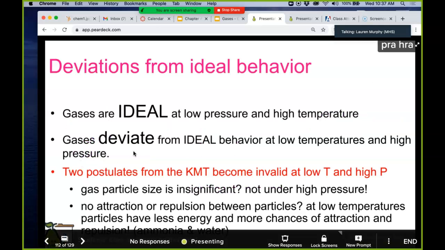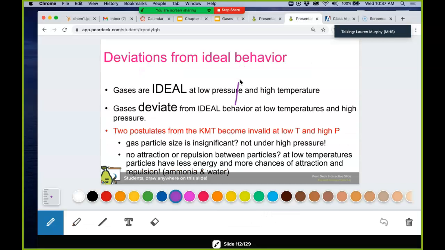So the word deviate means to move away from. So if you're starting to deviate from ideal behavior, you are becoming less and less ideal, aka not ideal. And when you're less and less ideal, the ideal gas law gives you, if you're trying to do calculations, not as good of results, okay? Here's the thing.